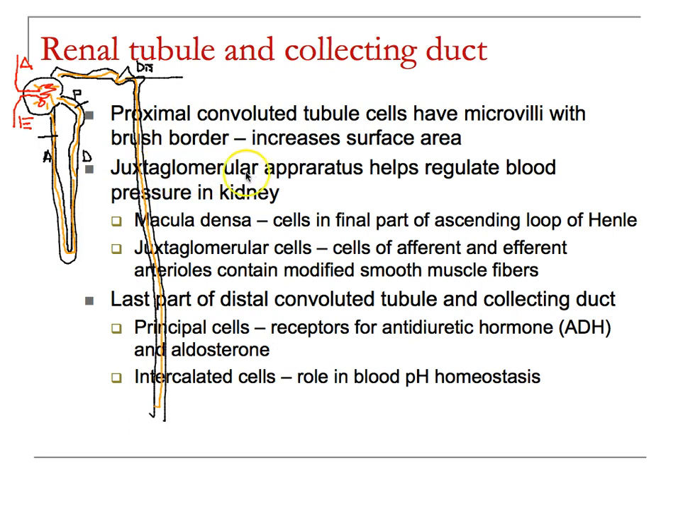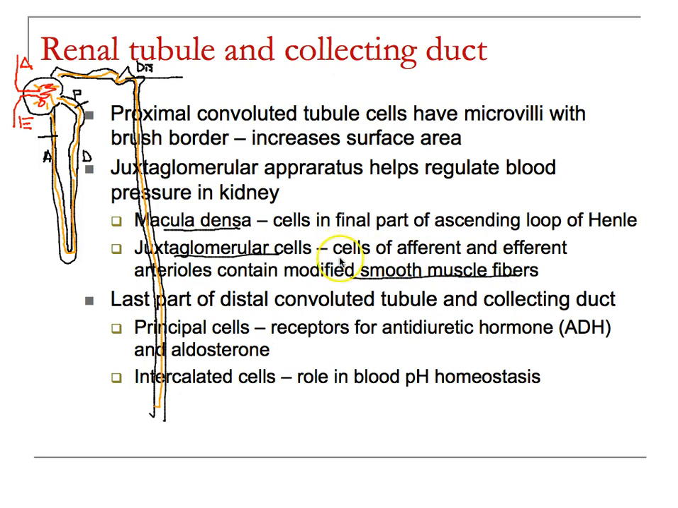the juxtaglomerular apparatus helps regulate blood pressure inside the kidneys. So where is that? Okay, so that's back here. It's the mixture of where you actually have the afferent and efferent arterioles, and we run literally the tubular structure right next to it, and it has this part that's actually called the macula densa. I'm just going to put a line underneath that. Okay, and the final part of the ascending loop of Henle, and inside of it you have juxtaglomerular cells. Okay, and they are going to have modified smooth muscle fibers.